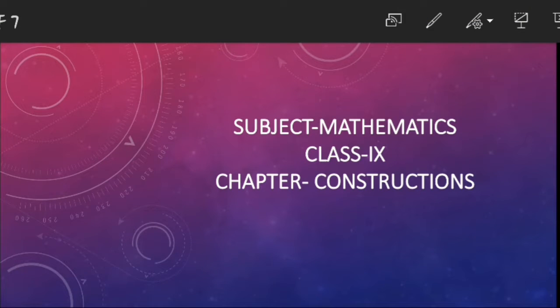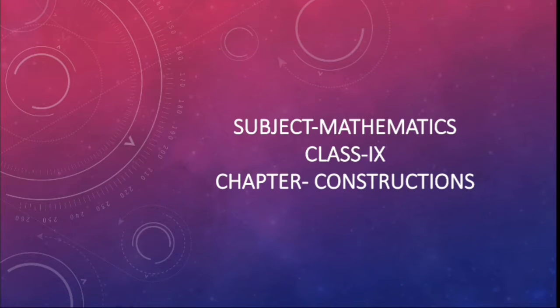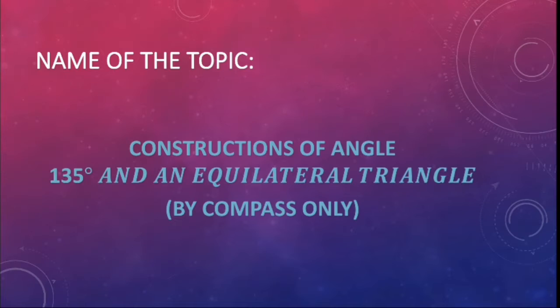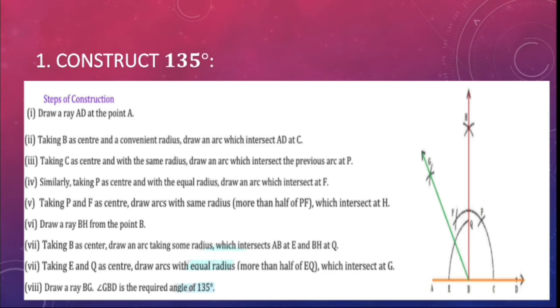Hello students, today we will continue our discussion on the chapter construction. Our today's topic is construction of angle 135 degree and construction of an equilateral triangle by the help of compass only. Okay, so let us start with construction of angle 135 degree.